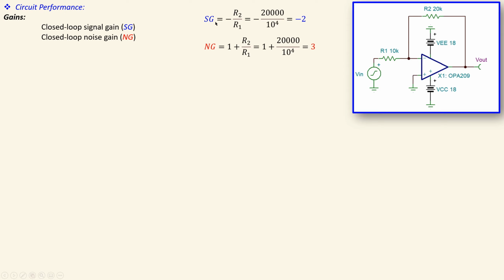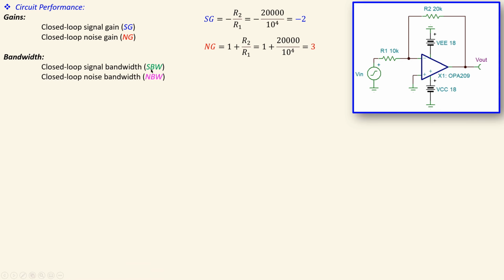So the magnitude of the signal gain is 2, which is of course minus 2, which has a sign, but in magnitude it is 2. But the noise gain is 3, so this is different. That will be important for later on. The noise bandwidth and also the closed loop signal bandwidth will also be given here.